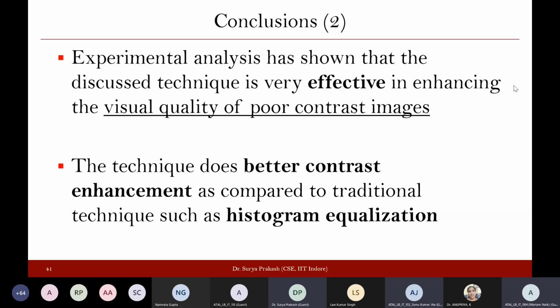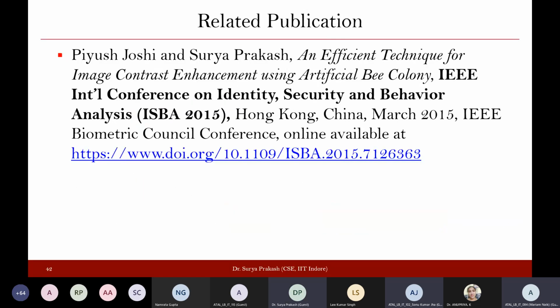And as you have seen in the results, the experimental analysis says that this technique is effective for improving the quality of the images, and in terms of its comparison with histogram equalization, which is a very well tried contrast enhancement technique, compared to that, this technique actually performs better in contrast.